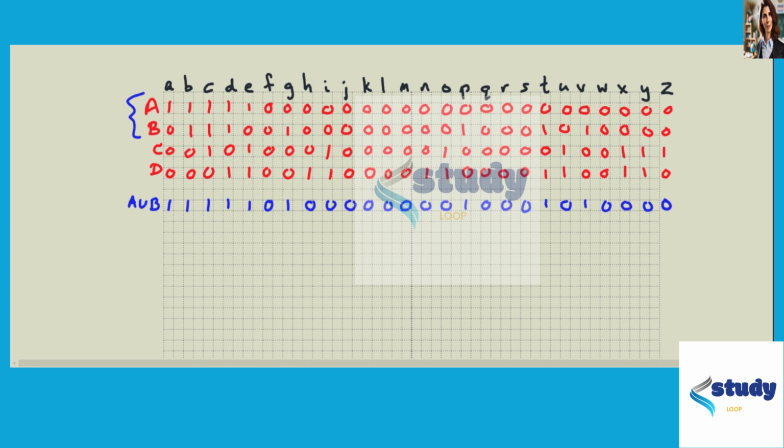Okay, next, we want to find an intersection. What about the intersection of A and B? Again, we're looking at those first 2, but this time we want the intersection. Where do both of them have a 1? They both have a 1 in B, C, and D, and those are the only elements where that is true. So all of the other 23 letters of the alphabet are going to get a 0 in our string, all the way across to Z.